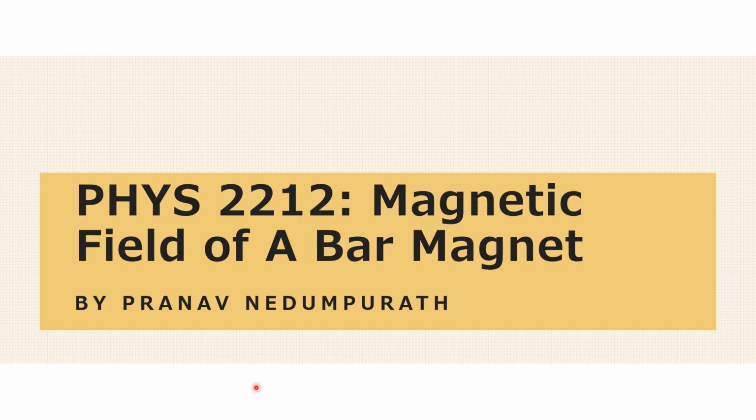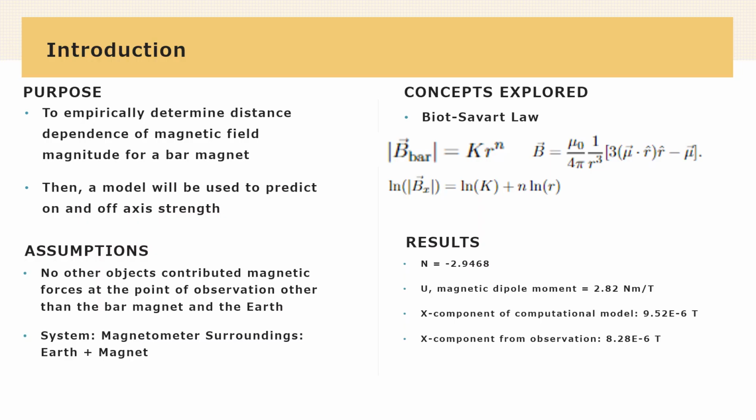Hello, my name is Pranav, and this is my Physics 2212 Lab 2, magnetic field of a bar magnet. The purpose of this lab was to empirically determine the distance dependence of a magnetic field magnitude for a given bar magnet, and then to create a computational model used to predict the on and off axis strength, and then to compare this to the empirically determined values.